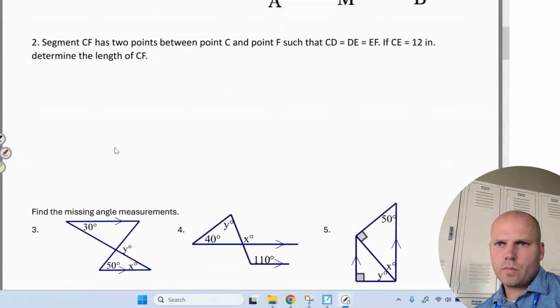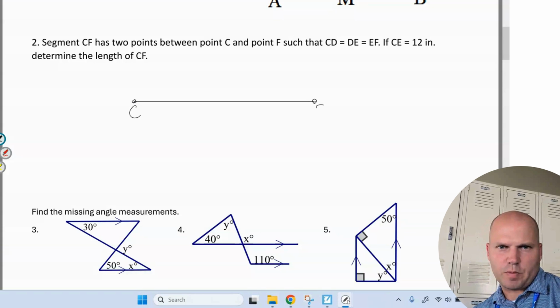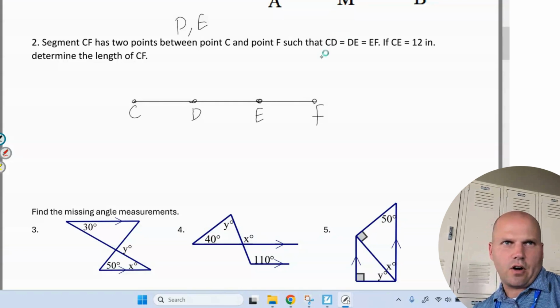Next, CF has 2 points between C and F. So we got CF. CF has 2 points between it such that CD equals DE equals EF. So the 2 points must be D and E, where CD, DE, EF are all equal to each other.